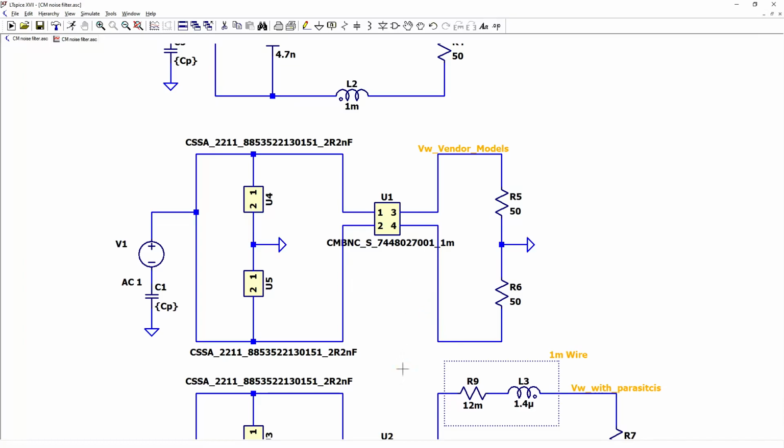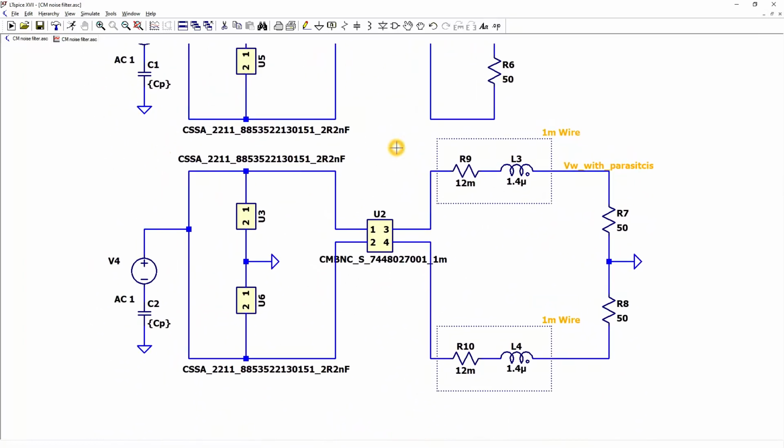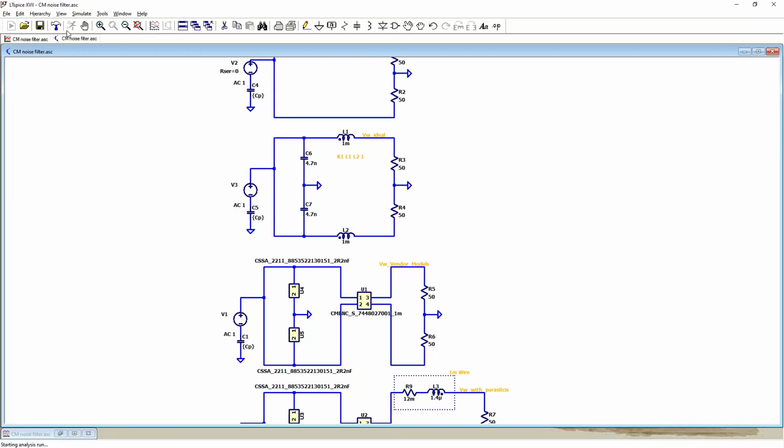One of these parasitics will be the wires between the lead-in and our filter. So here we will have a connector to our device, and here we will have a connector to the lead-in. In between we'll have a maximum 1 meter cable, and the parasitics of this cable are series resistance and series inductance. These values could even be lower because I didn't include mutual inductance. So let us see the results. Press run.